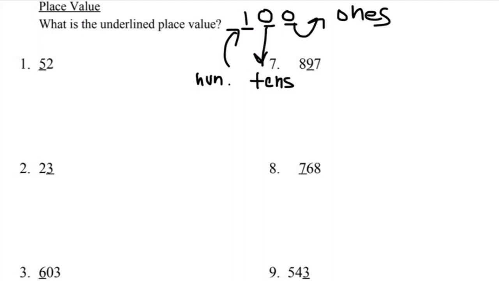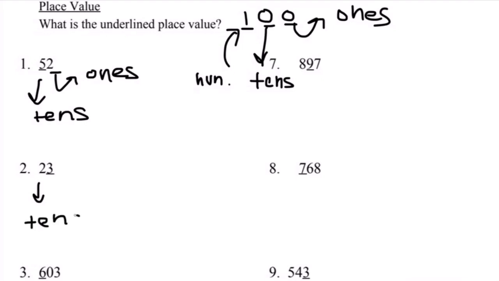Number 1, they underline the value 5 in 52. Well, we know that 2 represents our ones place, so that means the 5 in 52 represents our tens place. Number 2, 23. Well, we know that the 2 in 23 represents the tens place because there's 2 tens in 20. And the underlined 3 represents our ones place because 3 in 23 is our ones value.